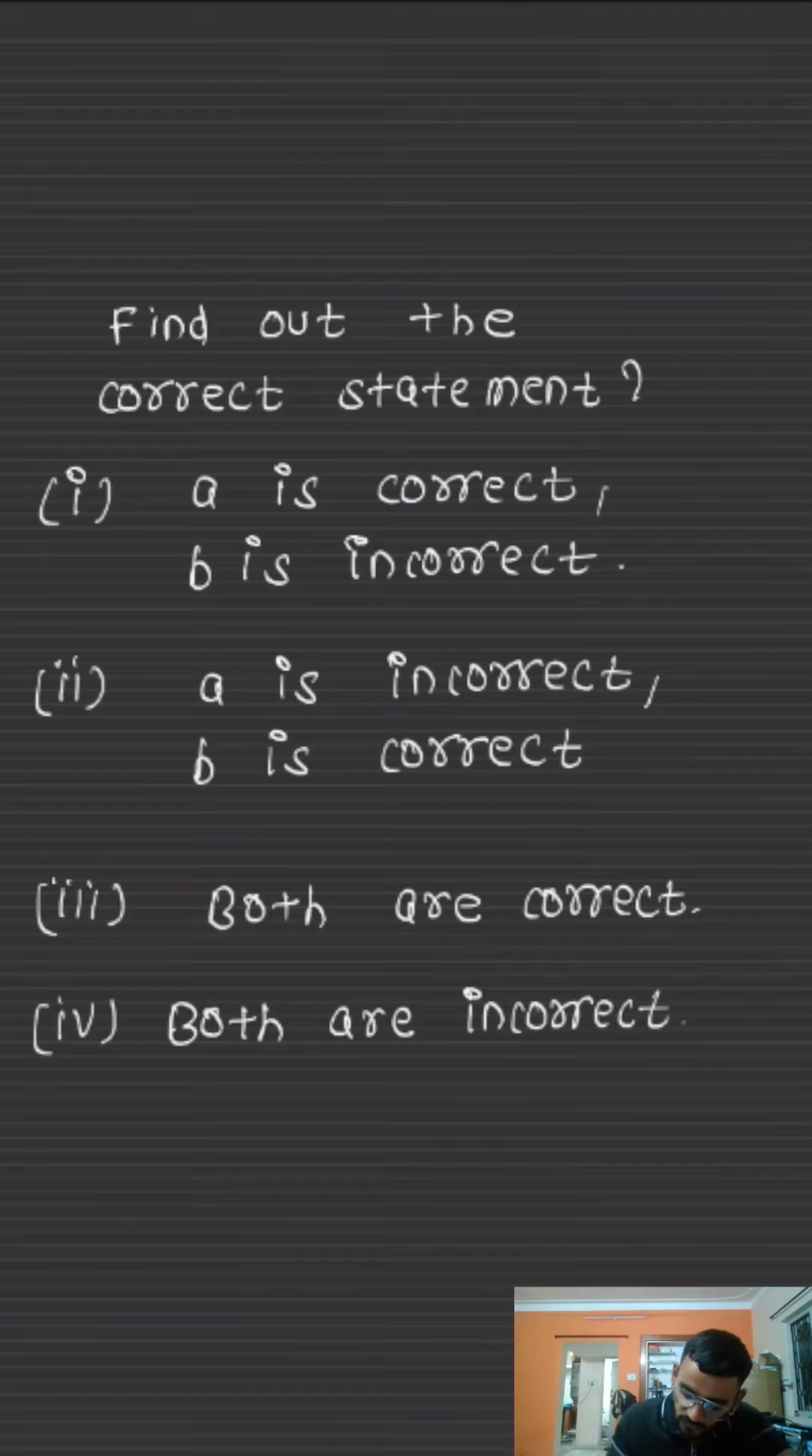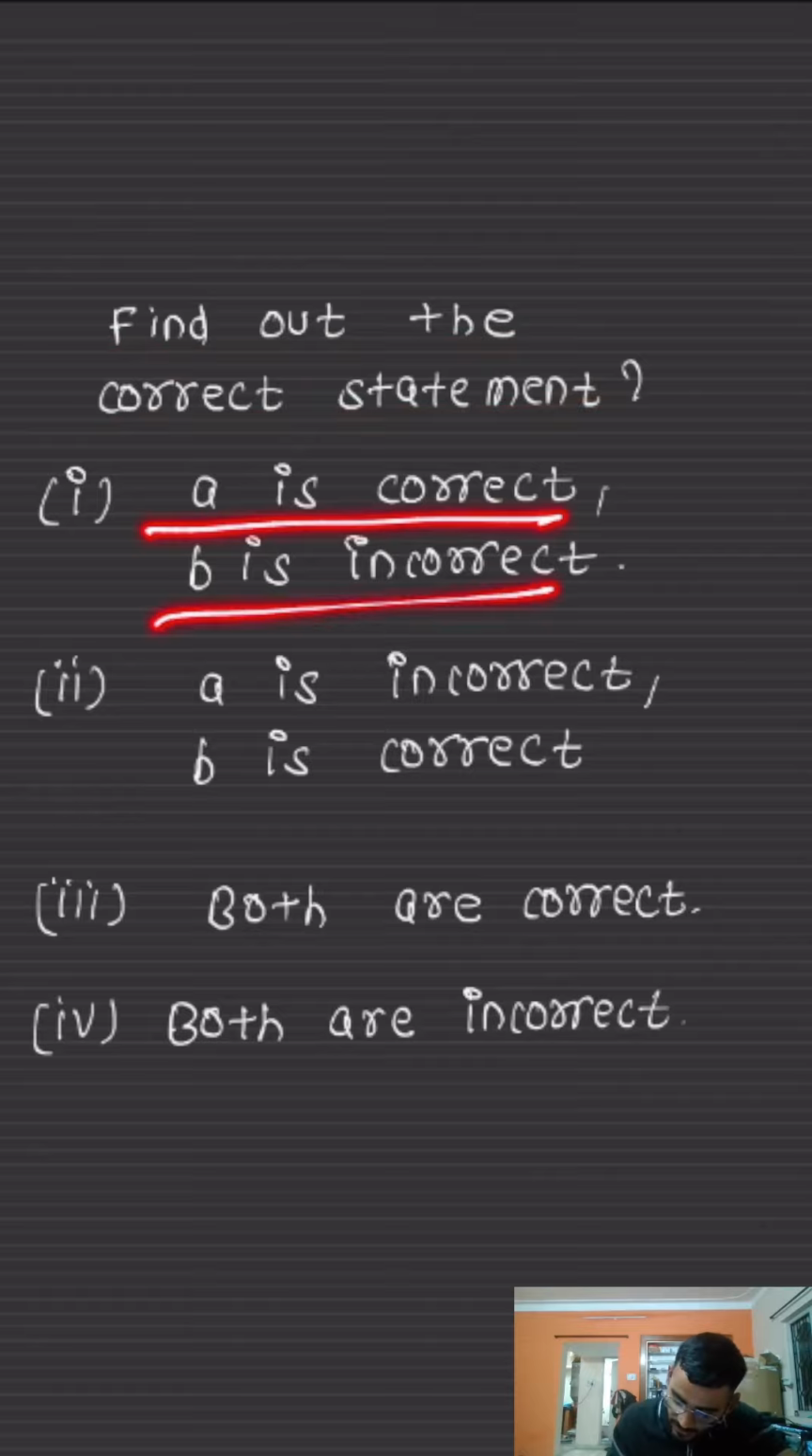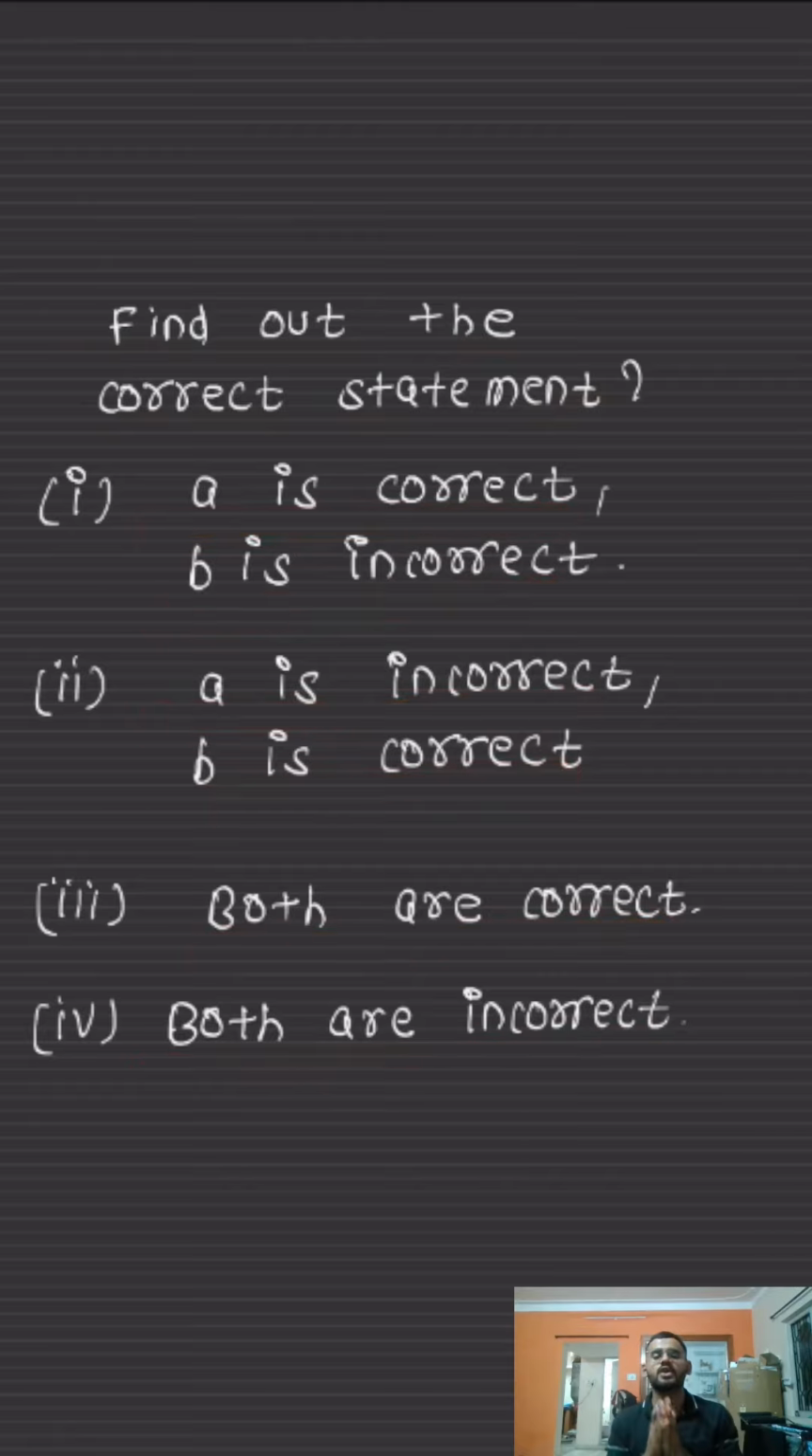We need to find out the correct statement, which is: A is correct, B is incorrect; A is incorrect, B is correct; both are correct; or both are incorrect. You can pause the video for some time and try to solve the question.